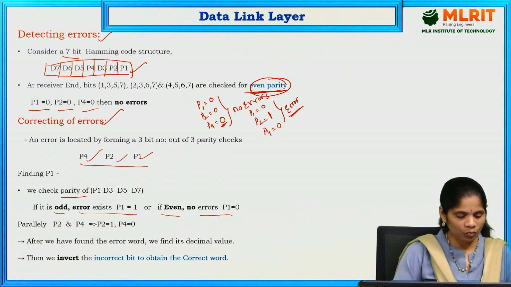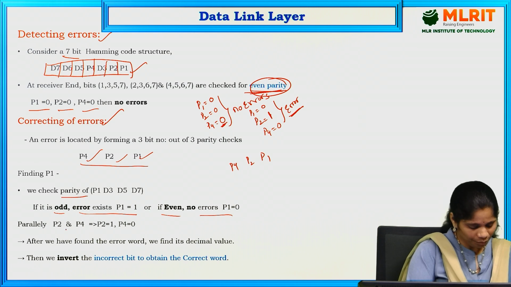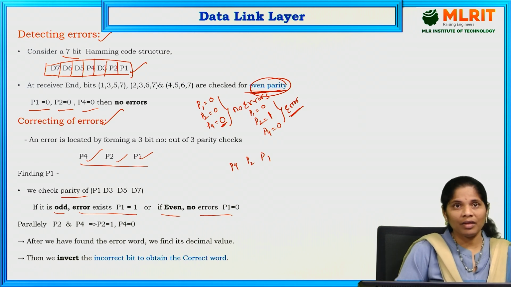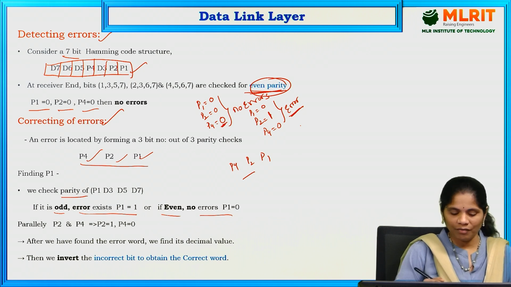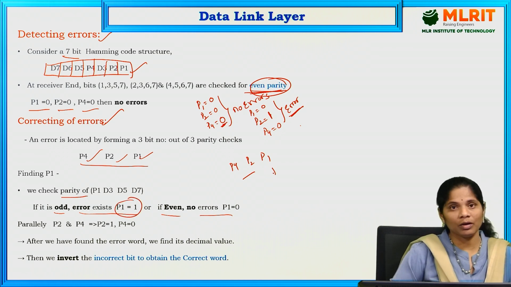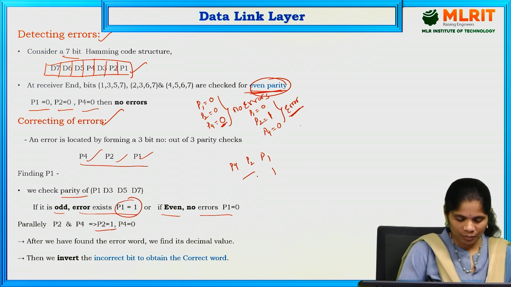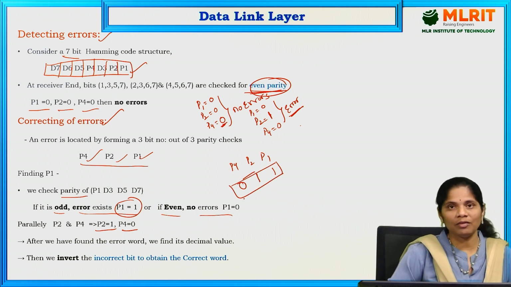Then what do we have to do to correct the error? Suppose these are P1, P2, P4. Till here we only know there is an error. Next, we have to find exactly which place the error is in. For that, consider P1 equal to 1, P2 equal to 1, P4 equal to 0. Consider this as the example. These are the P1, P2, P4 values, and based on these only we have to find the error.